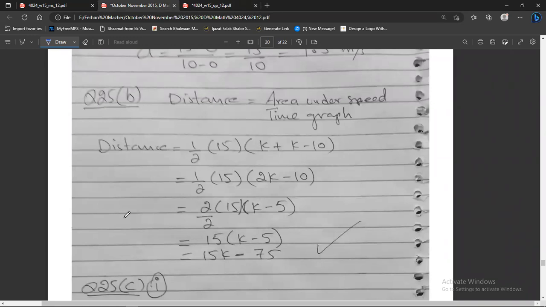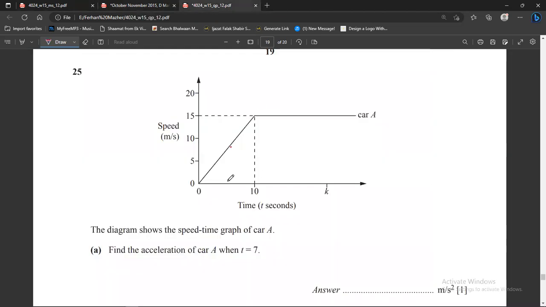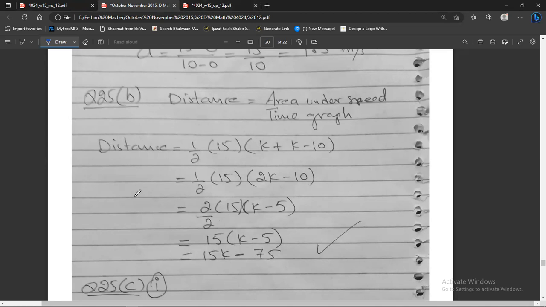So the distance will be equal to 1 by 2 into 15 into the sum of the parallel sides. The lower side is k, the upper side will be k minus 10. This side is k, and from here till here, this will be k minus 10. Okay, so just open it: 1 by 2 into 15 into bracket 2k minus 10.